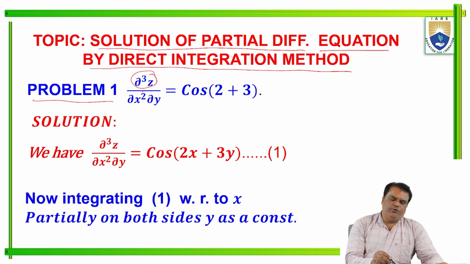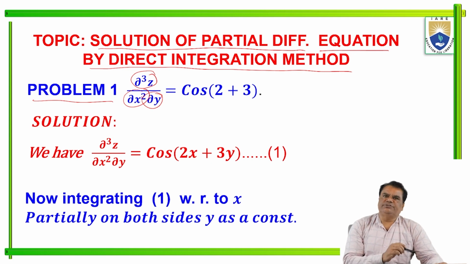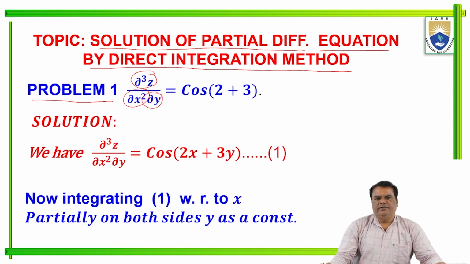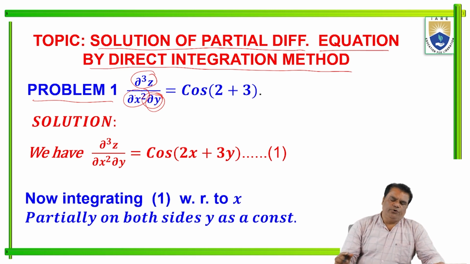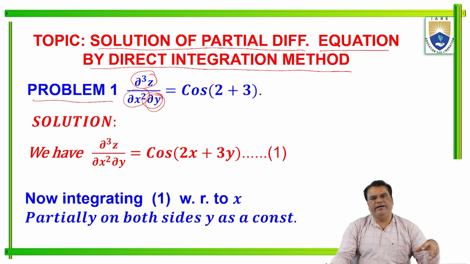Dou cube z over dou x square into dou y. We understand this question. Here z is a dependent variable and x and y are independent variables. z is dependent on x and y, so we can differentiate z with respect to x and y partially. So here first we differentiate z with respect to y one time, dou z over dou y, and again differentiate two times z with respect to x. So totally we differentiate z with respect to x and y three times.